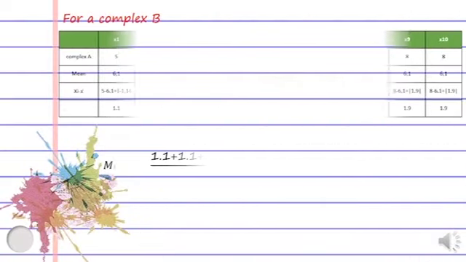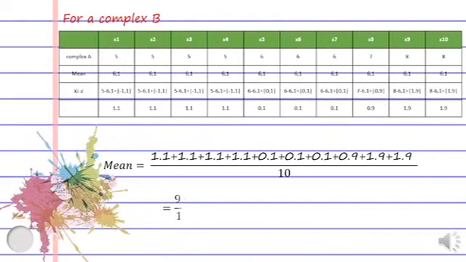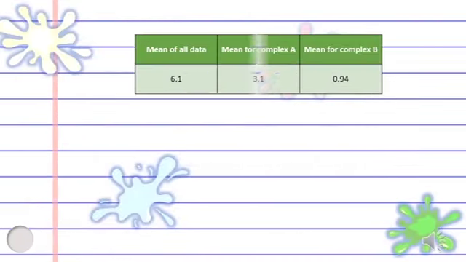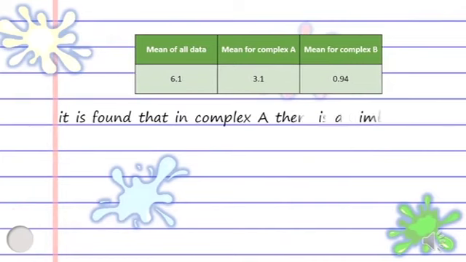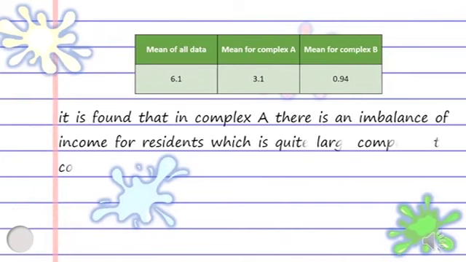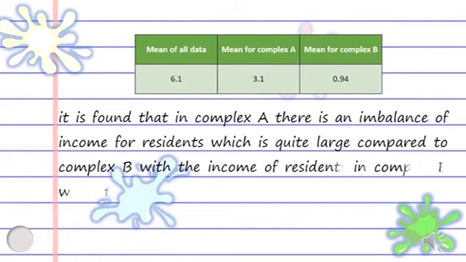While the mean deviation for complex B equals 0.94. We can say that the values in the dataset are, on average, a distance of 0.94 away from the mean of 6.1. From the table above, it is found that in complex A there is an imbalance of income for residents, which is quite large compared to complex B, where the income of residents tends to be the same.